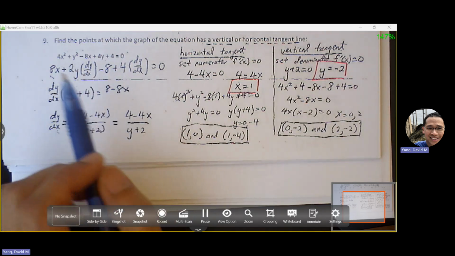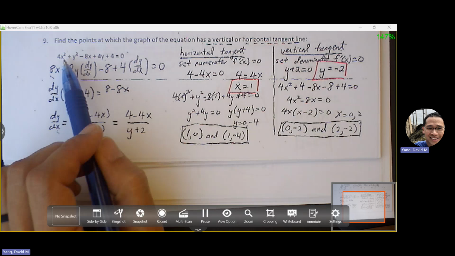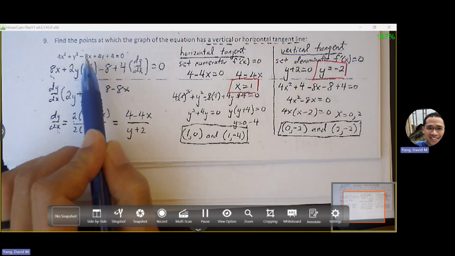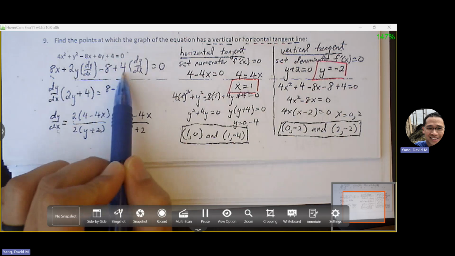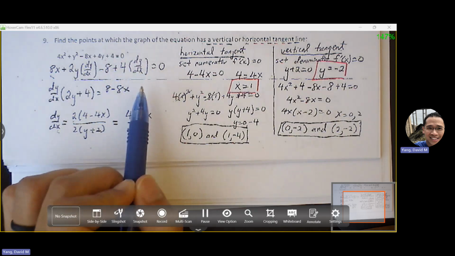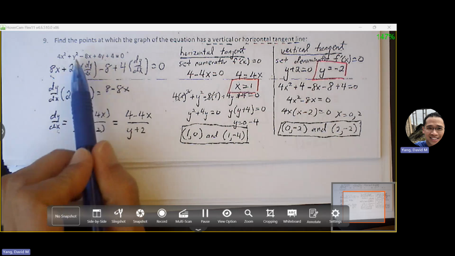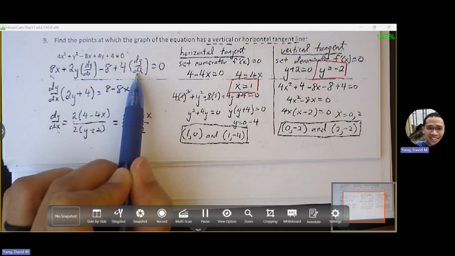Let's walk through this problem here. We go through power rule for each of our terms. 4x squared becomes 8x, y squared becomes 2y dy/dx. 8x becomes 8, 4y becomes 4 dy/dx, equals 0. Our original equation showed two different places where y shows up, so we're expecting two dy/dx's to show up.